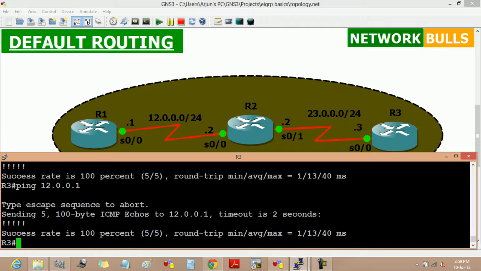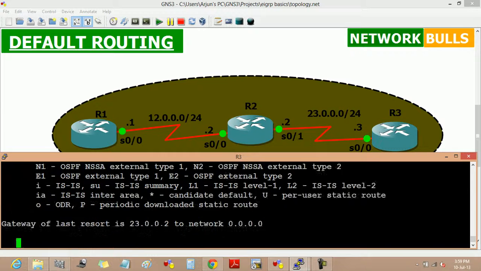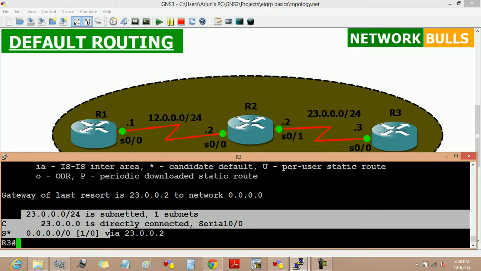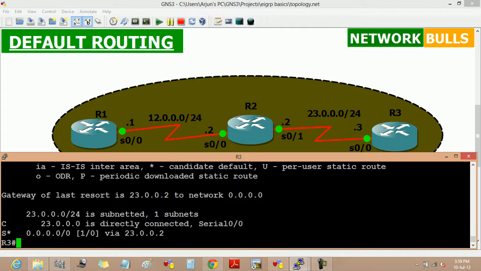which shows that although the routing table of router 3 does not have the route of 12.0.0.0, it is still giving a reply from router 1. So now let's see again the routing table of router 3. See, it's not having any route of 12.0.0.0 in its routing table, but still it can get a reply from router 1.